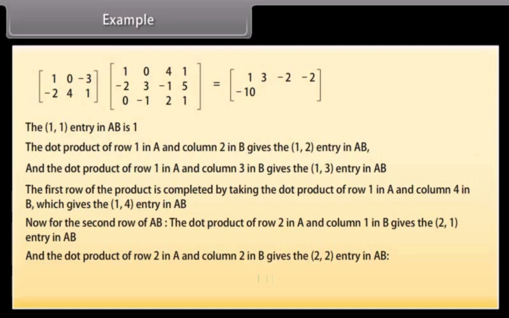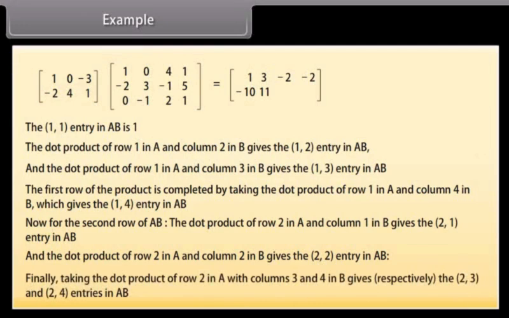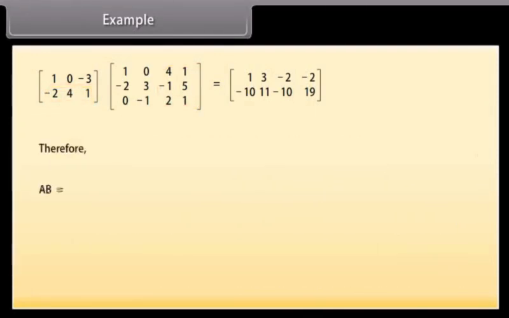The dot product of row 2 in A and column 2 in B gives the 2, 2 entry in AB. Finally, taking the dot product of row 2 in A with columns 3 and 4 in B gives the 2, 3 and 2, 4 entries in AB respectively. Therefore, AB can be written row-wise as: first row 1, 3, -2, -2; second row -10, 11, -10, 19.